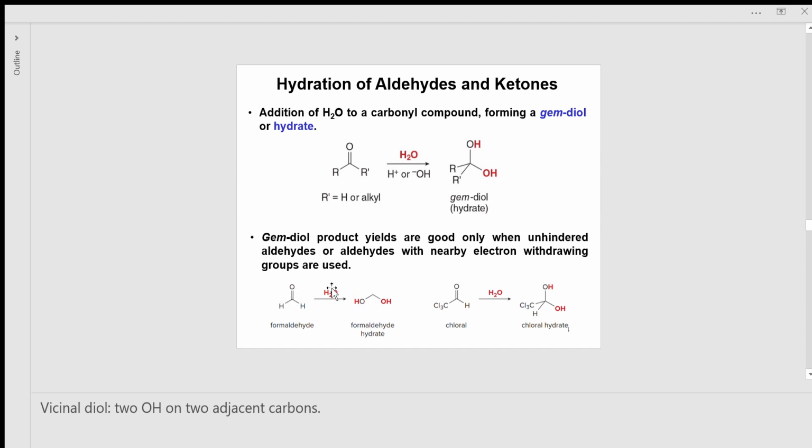Formaldehyde reacts with water to form the hydrate. Basically, it's two hydroxyl groups attached to one carbon. This is an aldehyde with two carbons. It can do the hydration reaction. It's two hydroxyl groups, again a geminal diol, two hydroxyl groups attached to one carbon.